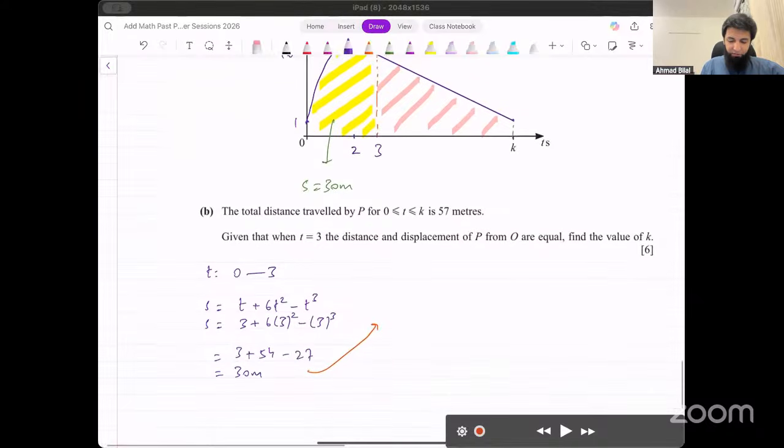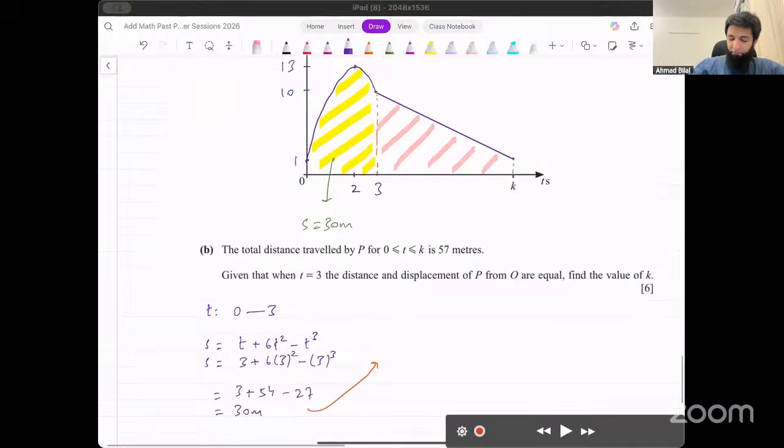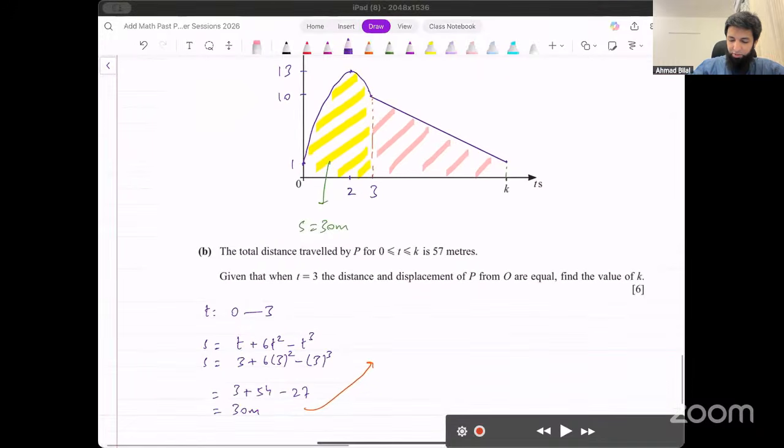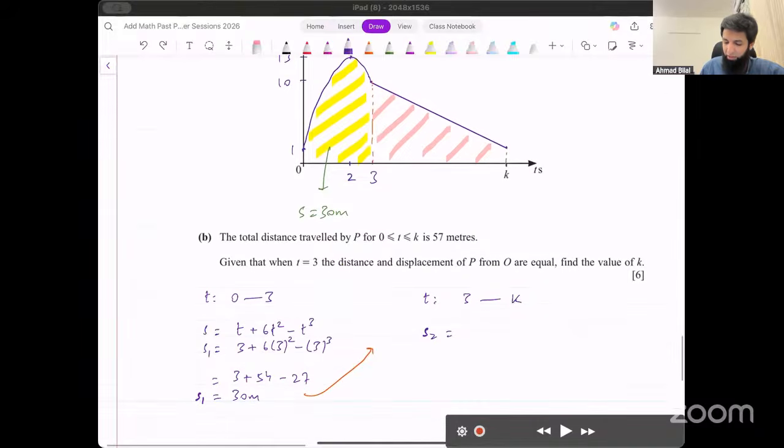So for the first part of the journey, we know that displacement is 30 meters. For the next part now, the displacement has to be 27. So we could say that orange part, that displacement for time between 3 and k. Let's figure out what that displacement turns out to be. Let's call this first displacement S1. What about the second displacement? We already have the displacement function. Input limits in that. Input limits from 3 to k.